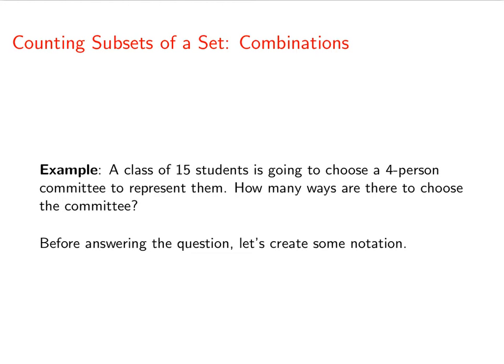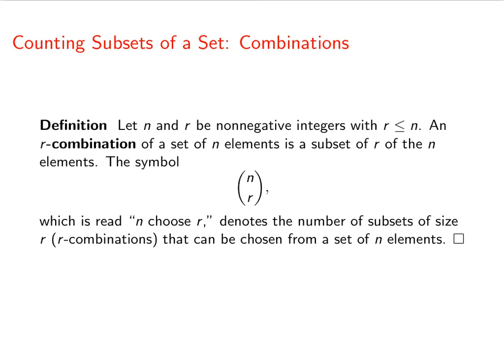Now, before we answer this question, let's create some new notation. We're going to make a definition. We'll let n and r be non-negative integers, r less than or equal to n. The thing that we're defining now is an r-combination. An r-combination of a set of n elements is a subset of r of the n elements. So you're picking out r elements out of the big set. And this symbol, which we're going to read n choose r, denotes the number of subsets of size r. Those are r-combinations that can be chosen from a set of n elements.